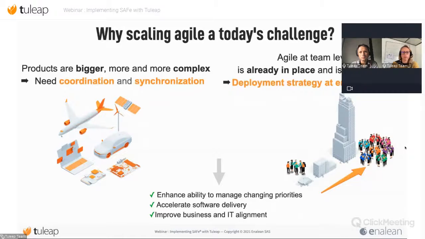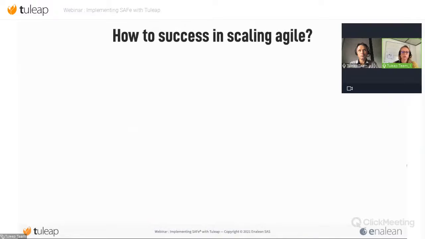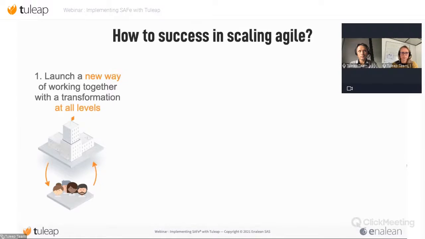So, with a better alignment between business, IT teams, and development teams, as we mentioned, it will be easier to manage the fast changing market needs and to accelerate software delivery. So, if you are here, it's because you have understood that. So, the question now is how we are going to do this well.